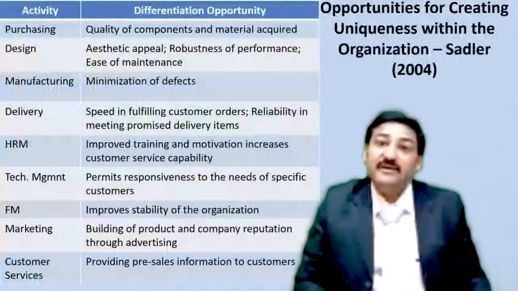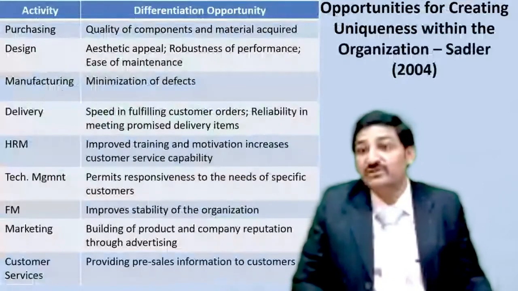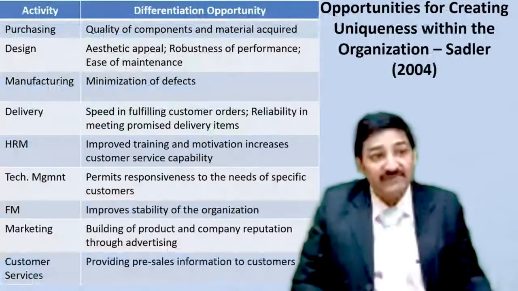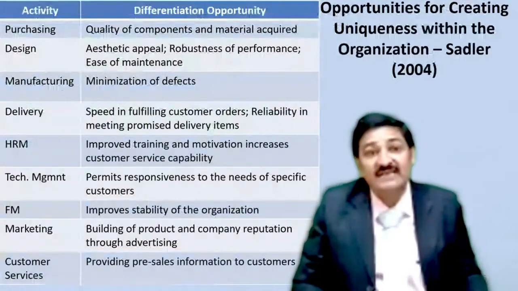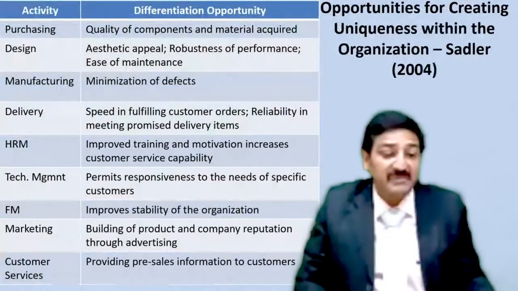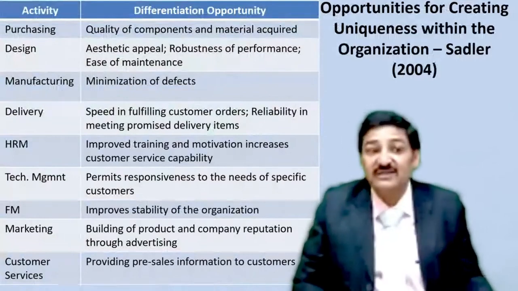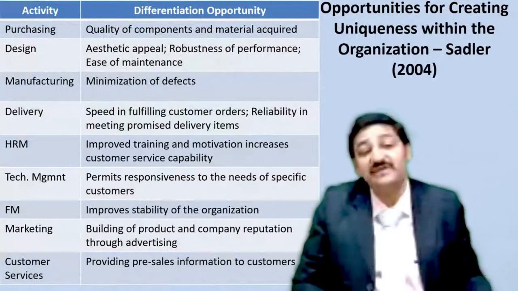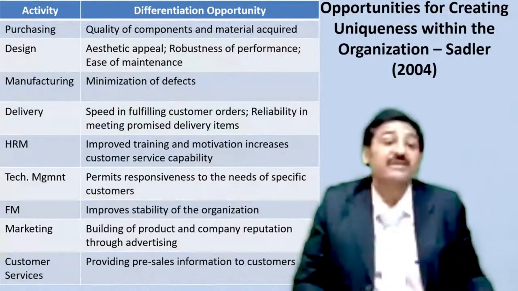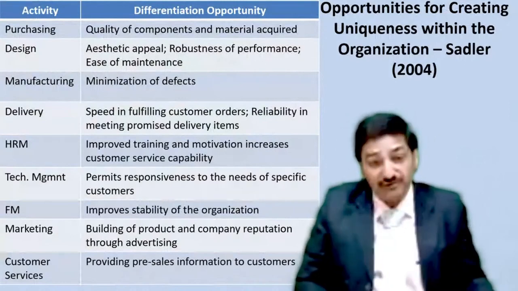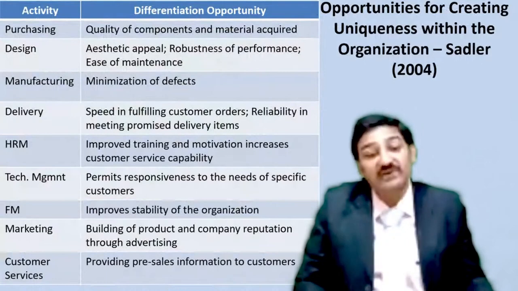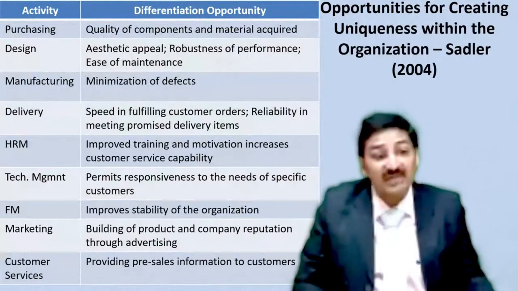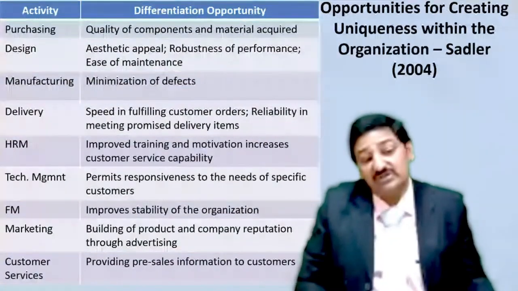Here, there are certain opportunities for creating uniqueness within the organization. Sadler has given some activities as examples. In the case of manufacturing, it can be minimization of defects. In the case of human resource management, the differentiation opportunity could be improved training and development, maybe motivation, increased customer service capabilities, maybe financial management.